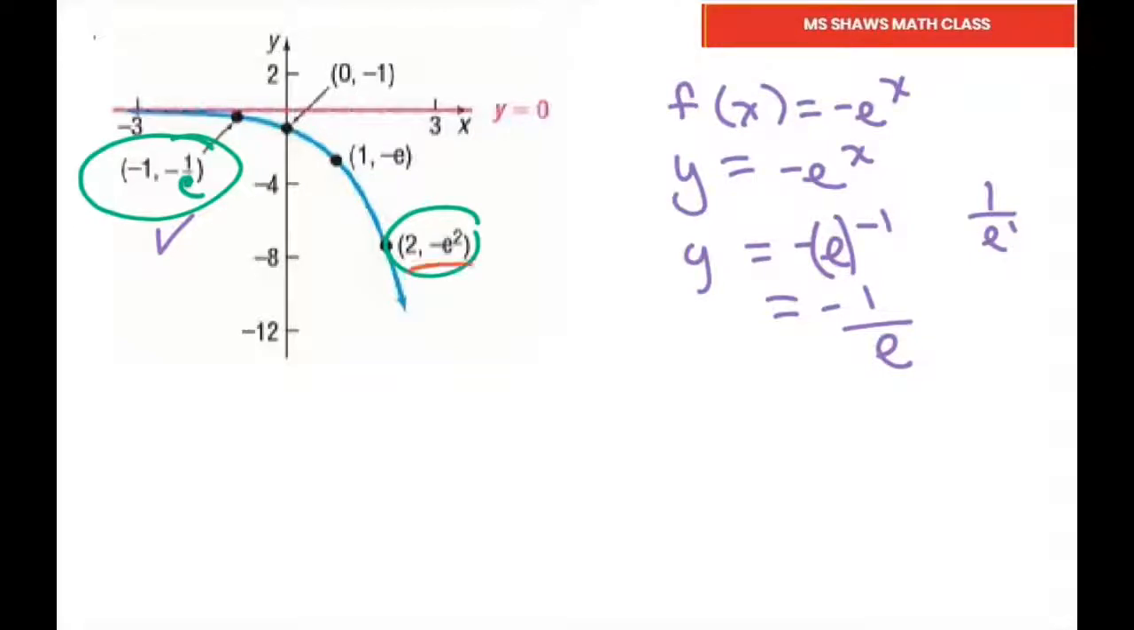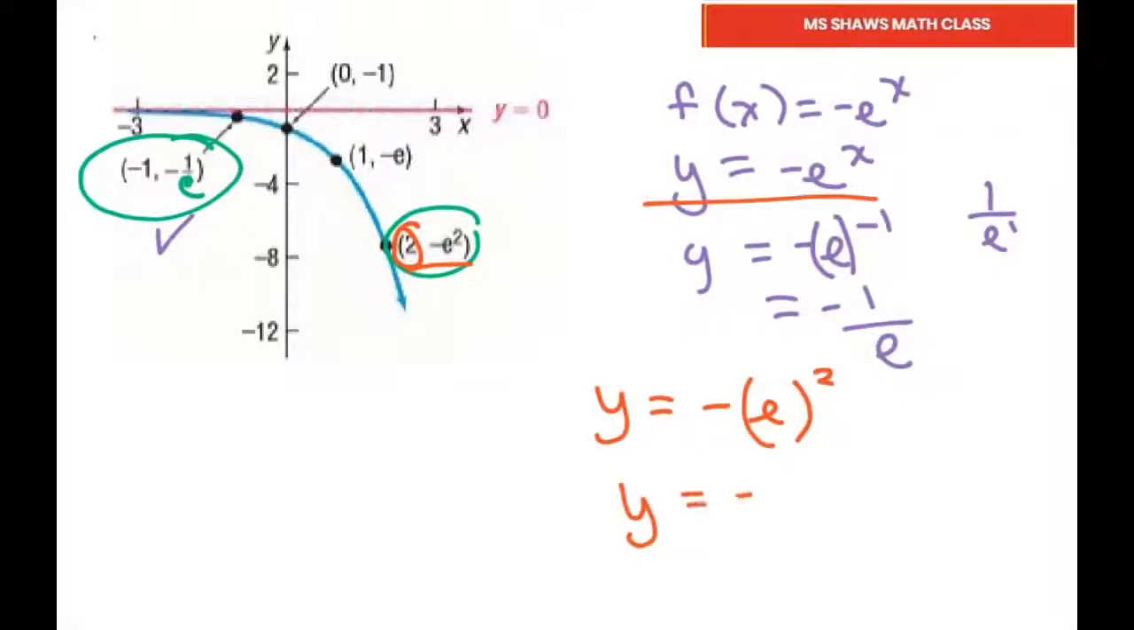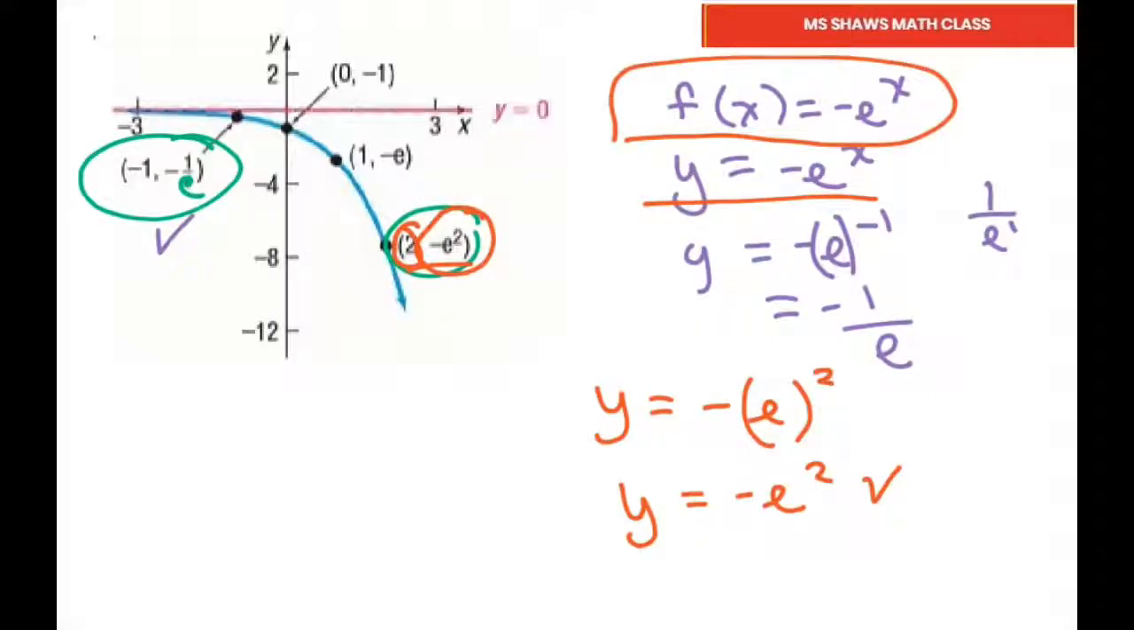Now let's check out this one. So we're going to plug in our 2. So we get y equals, into this equation, -e to the second power. So this is y equals -e squared. And this checks out because our y is -e squared. So our equation works. And that's it.